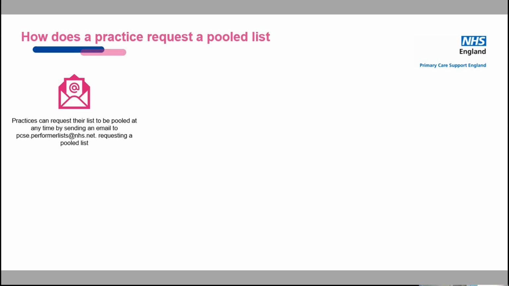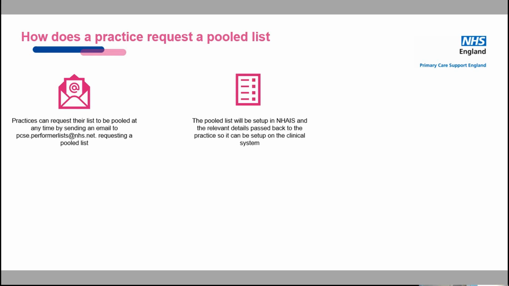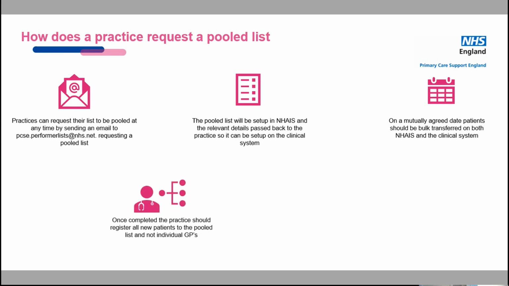So practices can request their list to be pooled at any time by sending an email to pcse.performerlists@nhs.net requesting a pooled list. The pooled list will be set up in NHS and the relevant details passed back to the practice so that it can be set up on the clinical system at the practice. On a mutually agreed date, patients should be bulk transferred on both NHS and the clinical system. Once completed, the practice should register all new patients to the pooled list and not to the individual GPs.